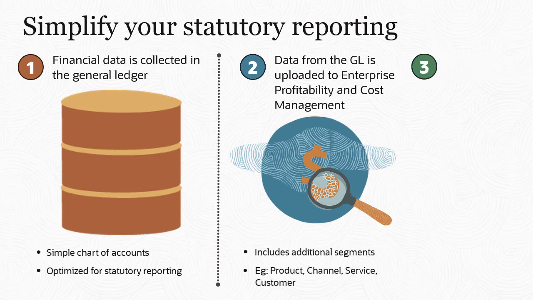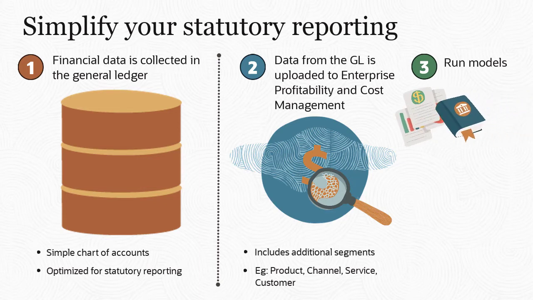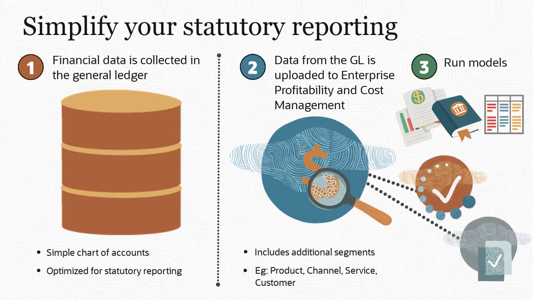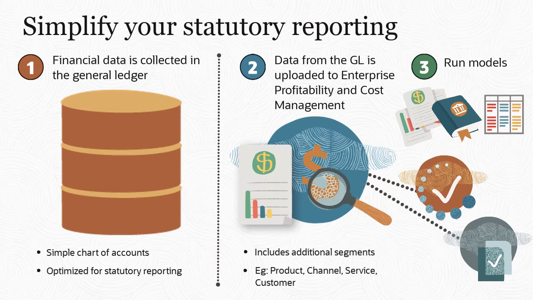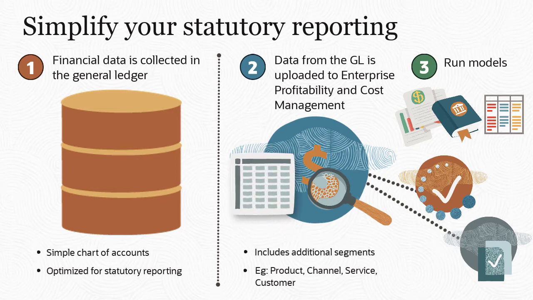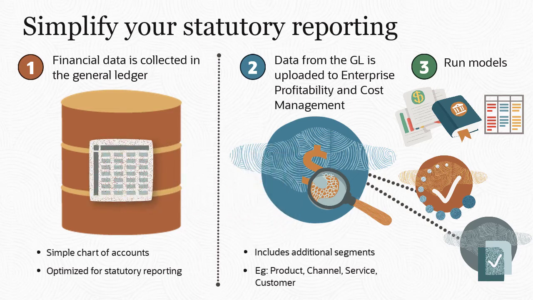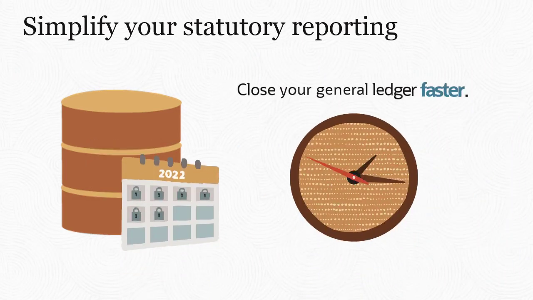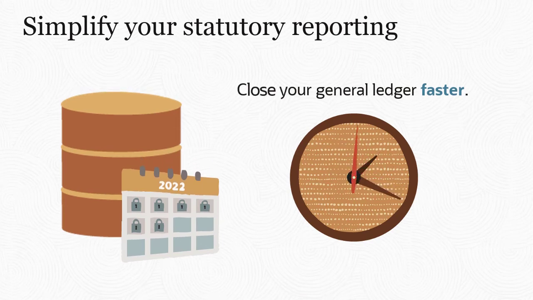After running models in enterprise profitability and cost management, you can then run reports and books or generate data for export to external reporting systems, export data to other EPM processes like planning or tax reporting for further analysis, optionally generate reports that you can use to prepare journal entries for integrating processed data back into the general ledger for final close. In each case, you can close your general ledger faster because it's only performing consolidations for statutory reporting.